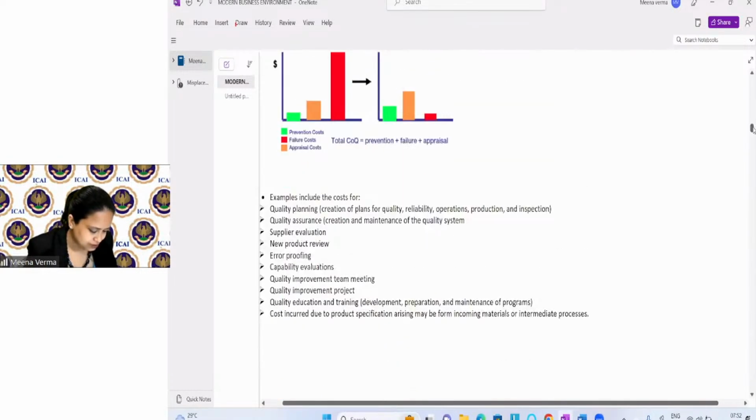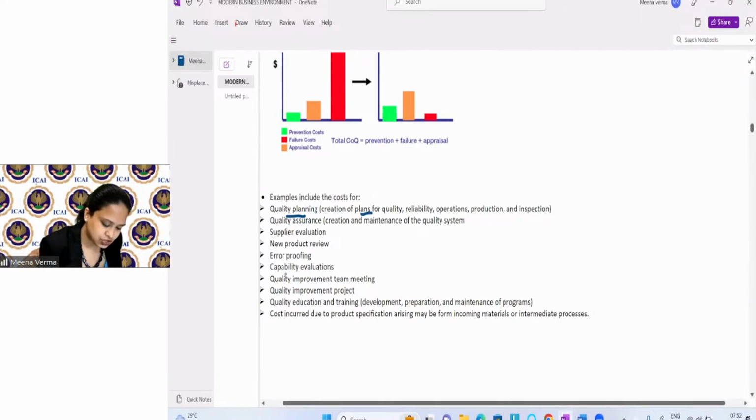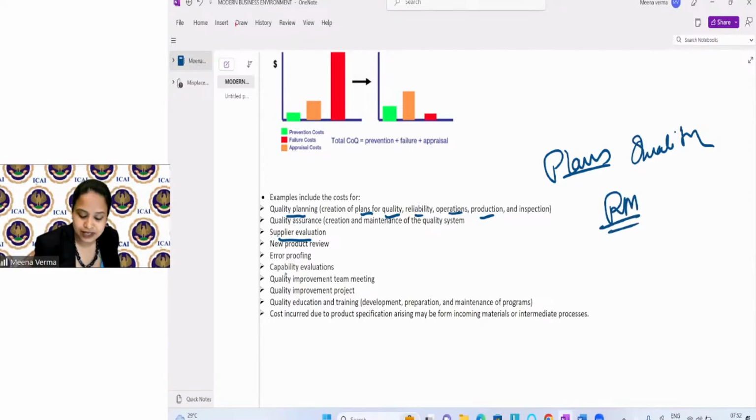Let's see the examples. First, quality planning: creation of a plan. You are planning everything so that you will always produce a quality, reliable product. The entire production process is so good that you are always producing a quality product. Then supplier evaluation. I told you, when you are buying the raw material, evaluate your supplier, then buy the raw material. We always want to buy quality raw material.